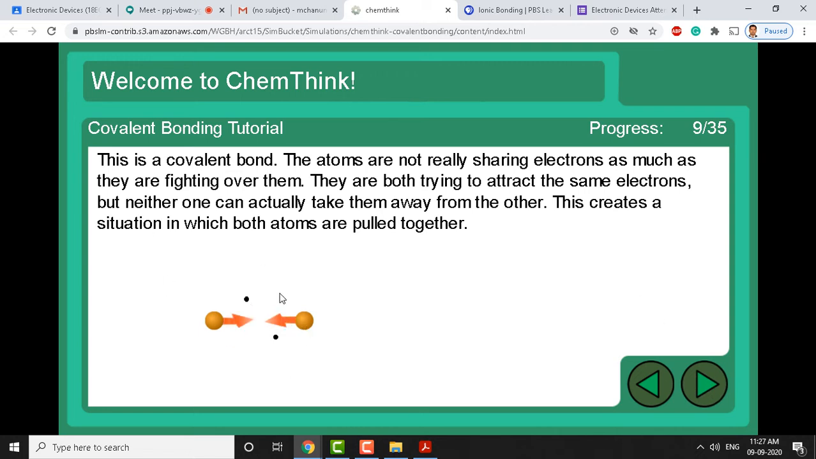Okay, this is a covalent bond. Covalent bond means, you can assume both are silicon. So you are just seeing here an electron shared by this and an electron shared by this. The atoms are not really sharing electrons in this case, as much as they are fighting over them, because this wants to attract here and the electron present here wants to attract here. So they are fighting for that. They are both trying to attract the same electrons, but neither one can actually take them away from the other. This creates a situation in which both atoms are pulled together. I hope this is clear to you.